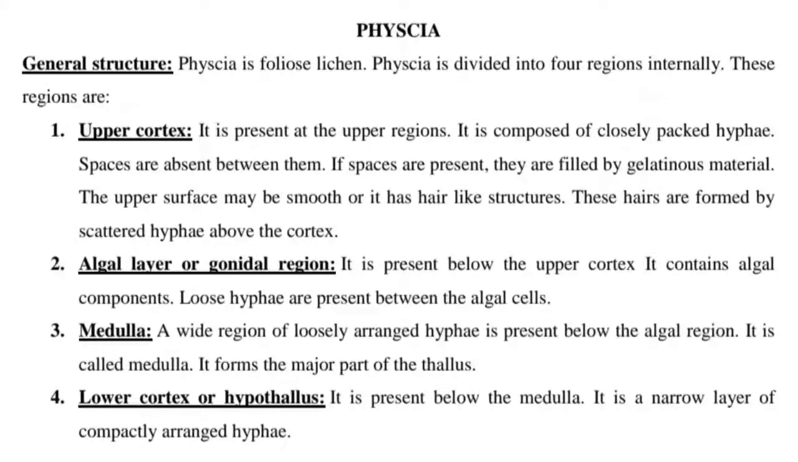Point 2. Algal layer or gonidial region. It is present below the upper cortex. It contains algal components. Loose hyphae are present between the algal cells. Point 3. Medulla. A wide region of loosely arranged hyphae is present below the algal region. It is called medulla. It forms the major part of the thallus. Point 4. Lower cortex or hypothallus. It is present below the medulla. It is a narrow layer of compactly arranged hyphae.